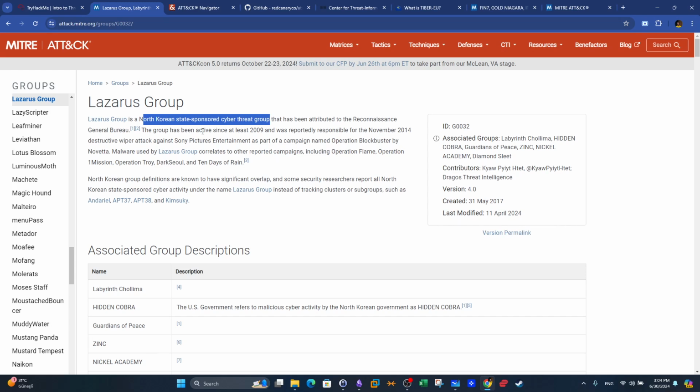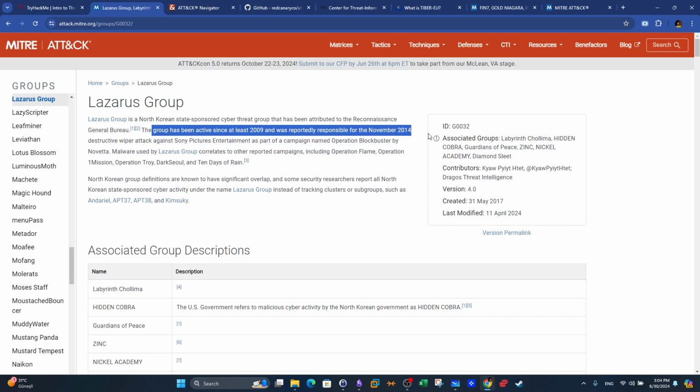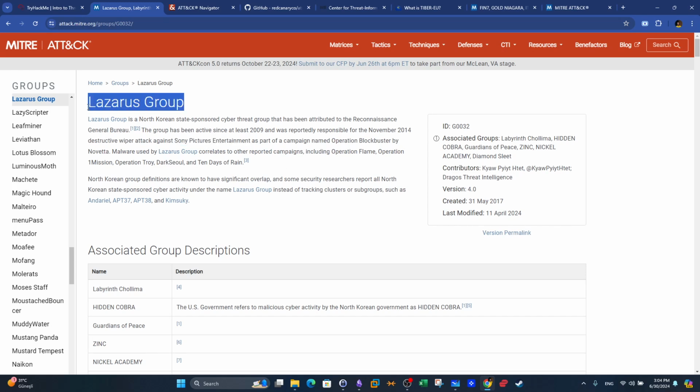And it is said that, look at this, the group has been active since 2009 and was reportedly responsible for the November 2014 destructive wiper attack against Sony Pictures Entertainment. So if your threat emulation campaign is actually focused towards a client of yours in the entertainment industry, this group might be a relevant target for you, or it might be a relevant profile for your threat emulation.